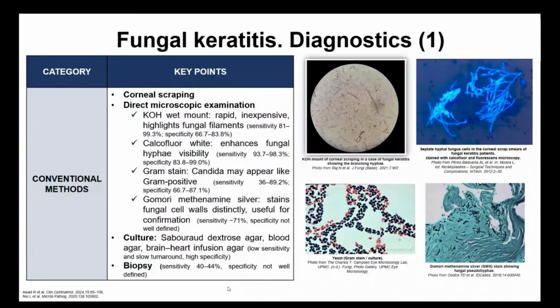Diagnosing fungal keratitis requires a thorough patient medical history assessment, clinical examination, and laboratory tests. Conventional diagnostic methods start with corneal scraping, which provides material for direct microscopy and culture. Several staining methods can be used to provide rapid and inexpensive diagnostics. But culture remains the gold standard for diagnosing, which has high specificity, low sensitivity, although growth may take up to 2 or even 3 weeks.